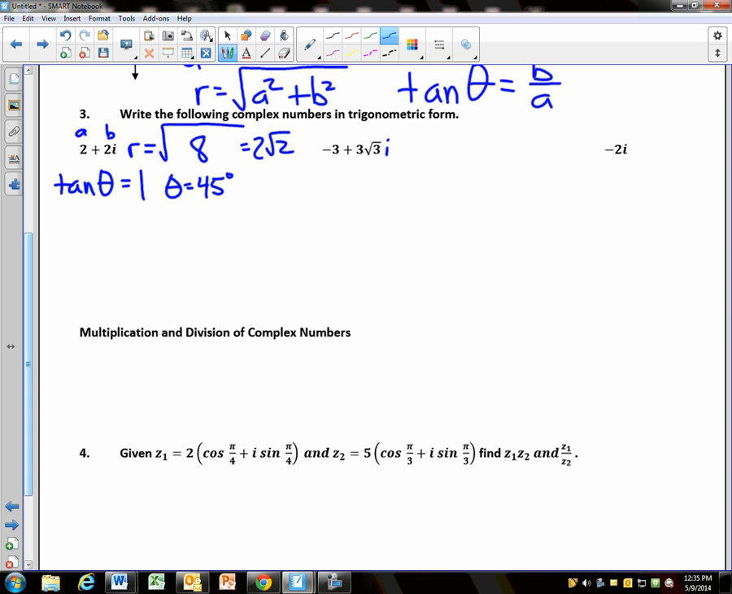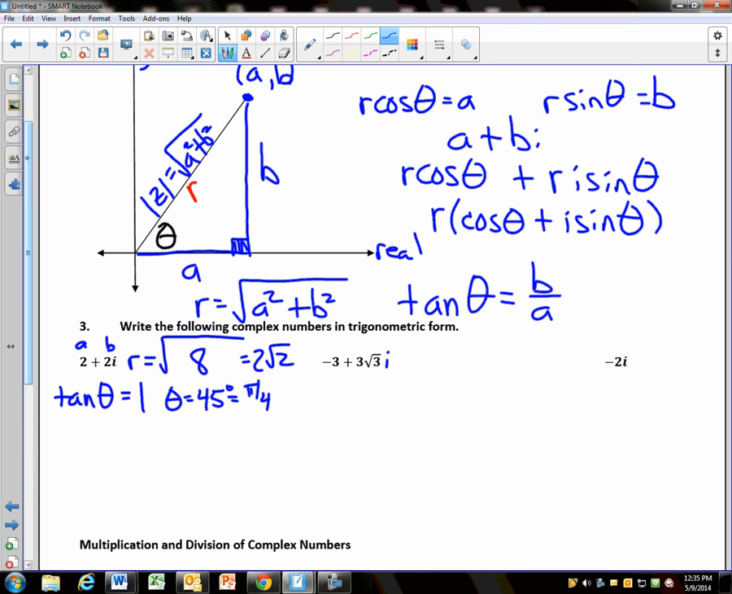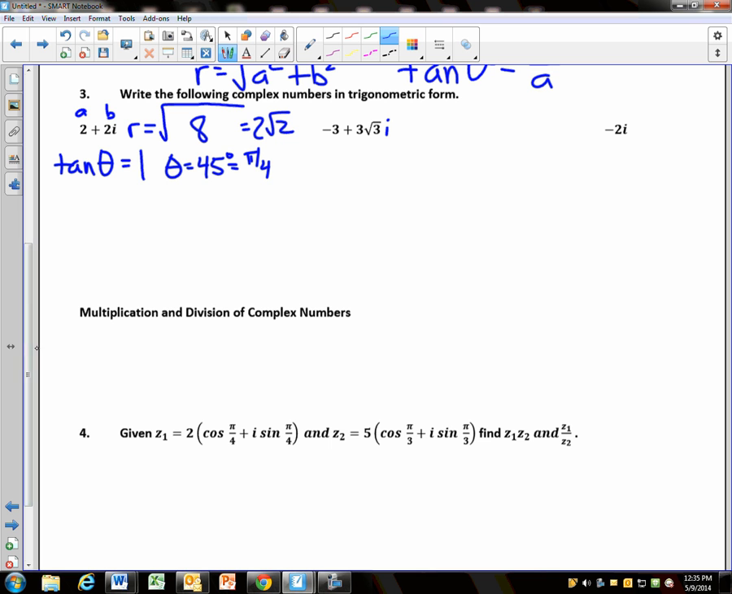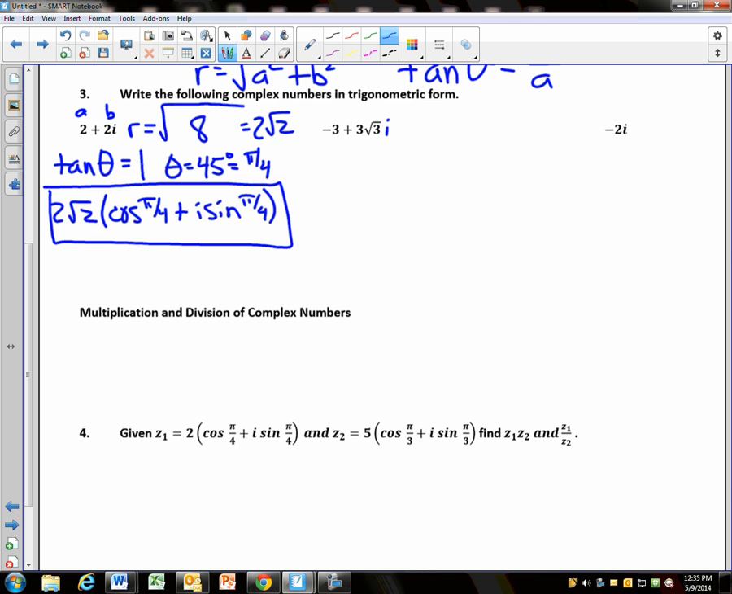We do not write it in degrees, we write it in radians. So 45 degrees is the same as pi over 4. We're now ready to write the number in trigonometric form. Remember, trigonometric form is r cosine of theta plus i sine of theta. So we have r, 2 roots of 2, times cosine of pi over 4 plus i sine of pi over 4. And that's it. Again, I know that doesn't look prettier than how it started, but we can make great use of that.